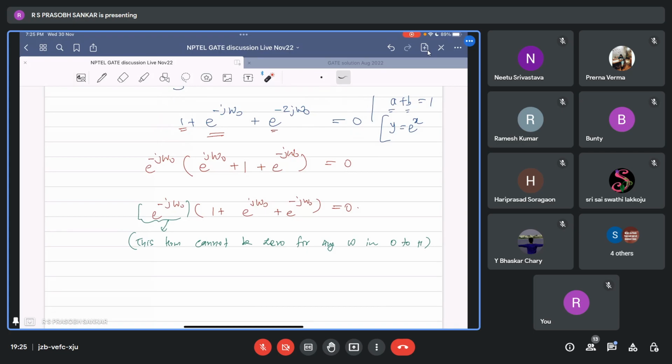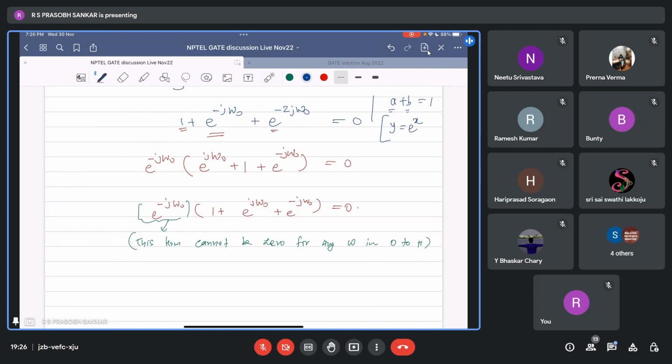But what I wanted to say is that we can't directly use something of this sort here because the unknown is in the exponent. So we need to write it in a different way. For that, in this case, we just pull this term out and write it like this. Now, the main point here is that we have a product of two terms, out of which this term cannot be 0. That is fine, no? This term cannot be 0 for any omega in 0 to pi. That's okay, right?